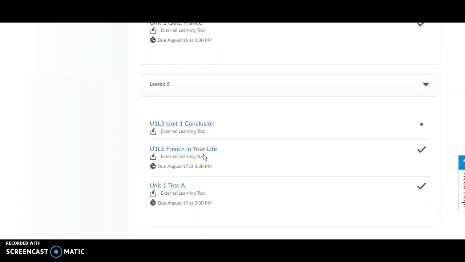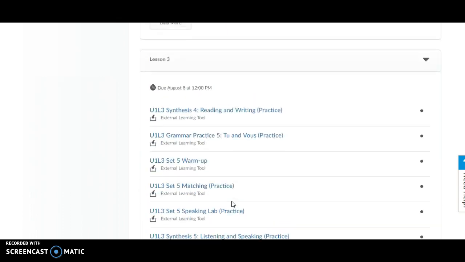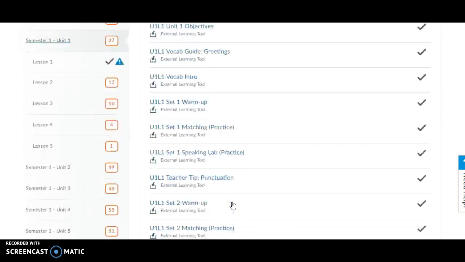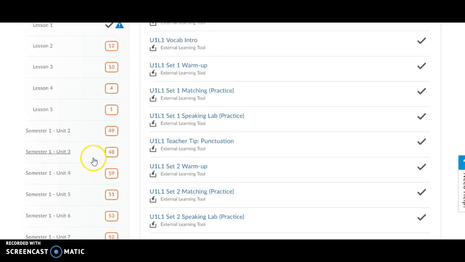Lesson 5 is just for your test. Sometimes you'll have a writing portion of the test, sometimes you'll have a speaking portion, along with a multiple choice test. Again, Lesson 1 and 2 are introductions: vocabulary in Lesson 1, grammar in Lesson 2. Lessons 3 and 4 are where you have quizzes and practice, applying what you learned in Lessons 1 and 2. And Lesson 5 is always the test at the end. That's how all of these units are set up.